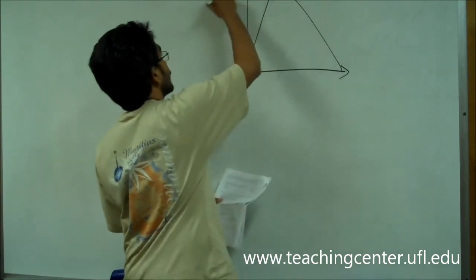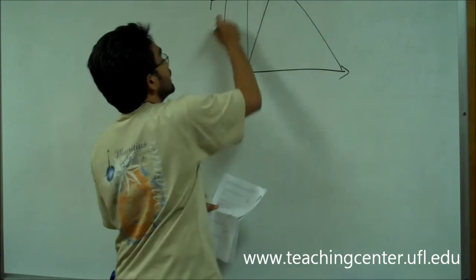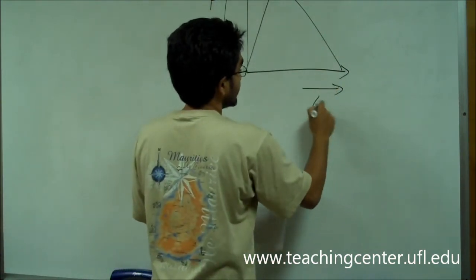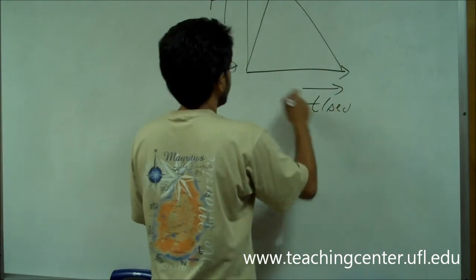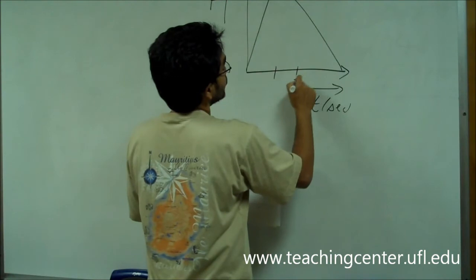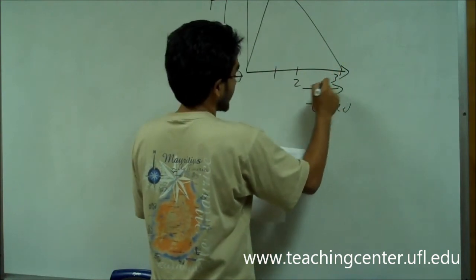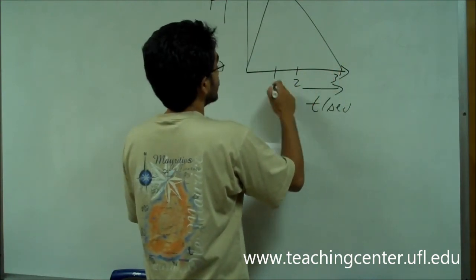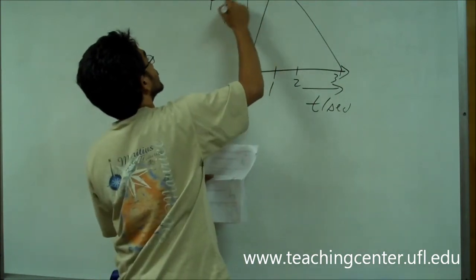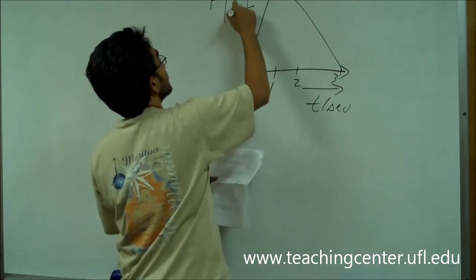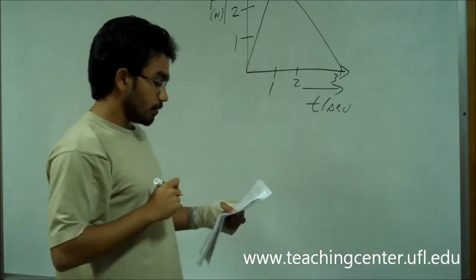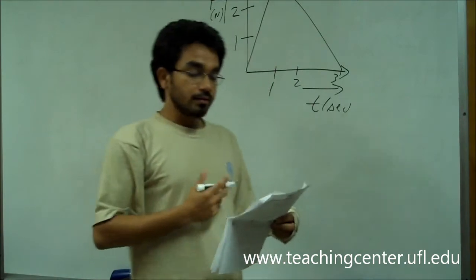This is a graph of force F, and it's acting over t seconds. And let's say this is 1, 2, and 3 seconds, and this is 3 newtons, the force in newtons. Right. And the question says find the final velocity.